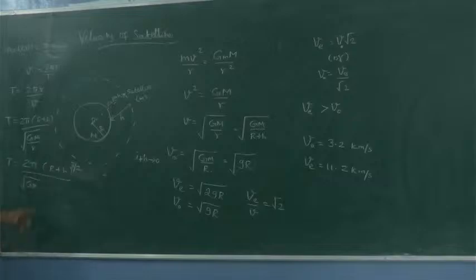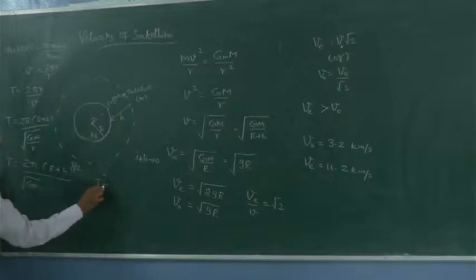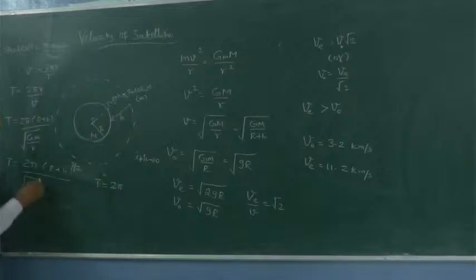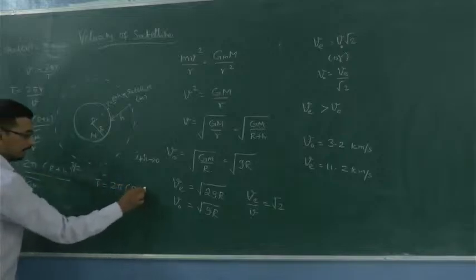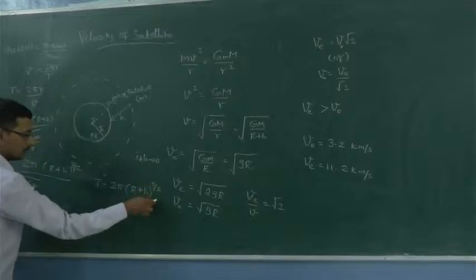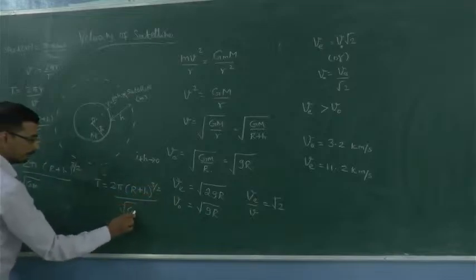Again I am going to say when h is very small, h can be neglected. So the time period is T equals 2 pi (R plus h) power 3 by 2 whole by root GM.